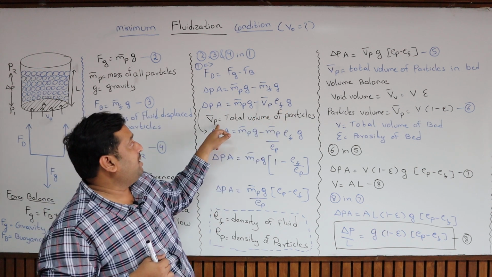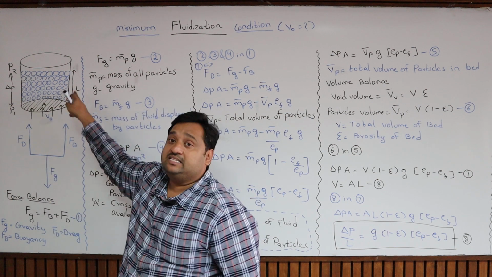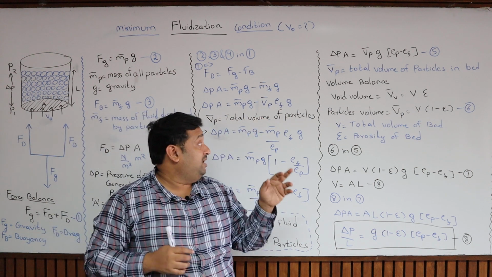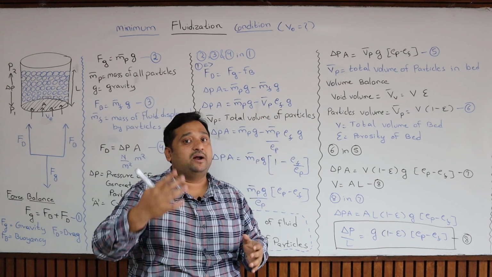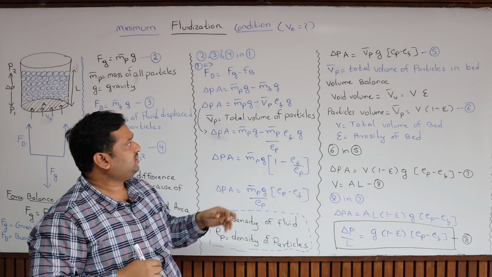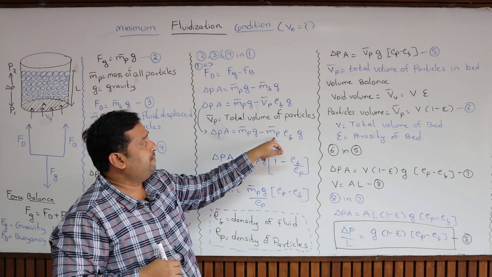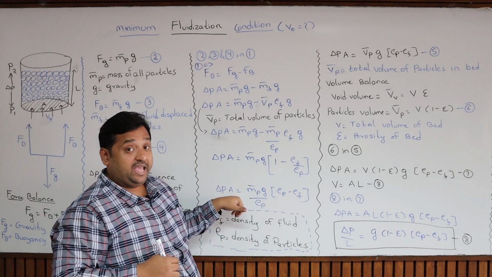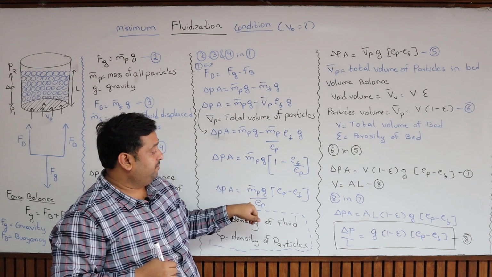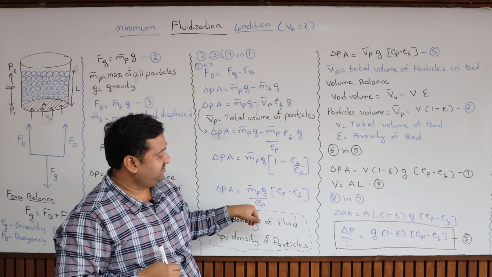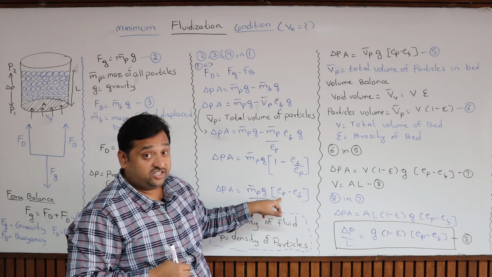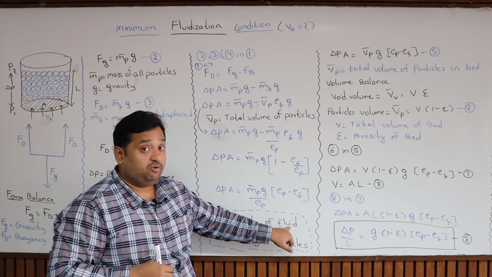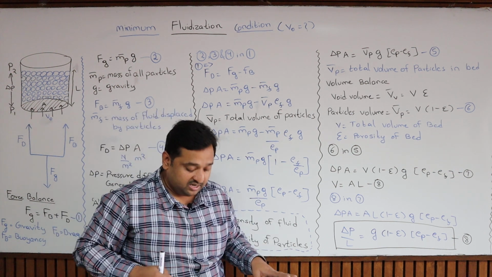What is V bar p? That is the total volume of the particles in the bed. Volume is nothing but the total mass of the particles divided by the density of the particles. Simply substitute m bar p by rho p in place of V bar p. Then if I simplify, I get delta P into A equal to the total mass of the particles divided by the density of the particles, into g into density of the particles minus density of the fluid. Rho f is the density of the fluid, rho p is the density of the particles.